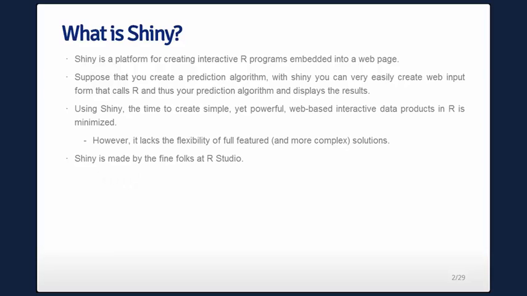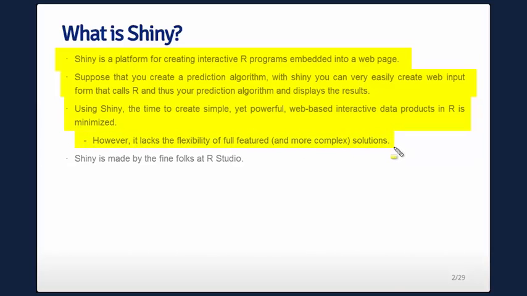Okay, so what is Shiny? Shiny is a platform for creating interactive R programs in a web page. Let's give an example. Your boss comes in and you've created a prediction algorithm, and they want you to put it up in a format so that lots of users can access it and they don't all have to come to you to get their predictions. They want to be able to point and click. But you want to be able to do it quickly. You don't want to involve legitimate web development and these other things. So anyway, using Shiny, the time to create simple yet powerful web-based interactive data products in R is minimized.